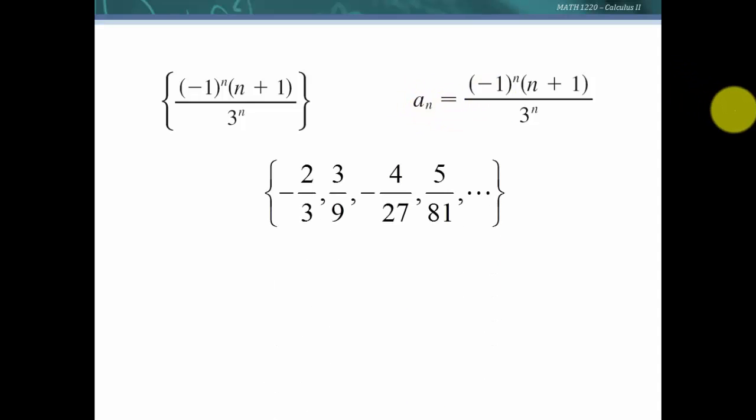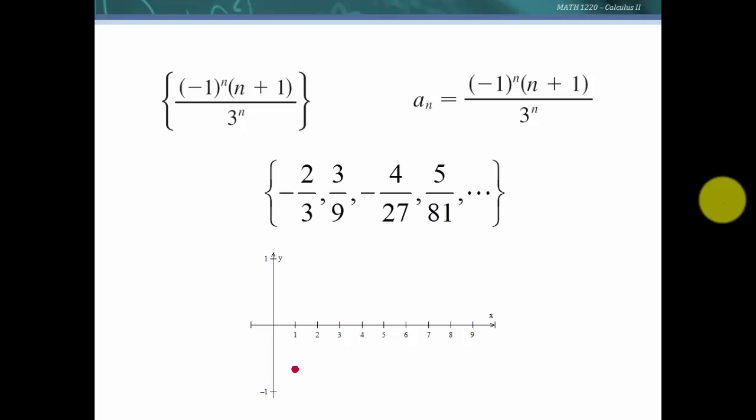And we could generate each of those terms by first putting in 1, then putting in 2, and getting the 3/9, so it will reduce, but we'll leave it like that so we can kind of see what we do. Then putting in 3, we would have a negative 1, 3 plus 1 is 4, over 3 to the third, which is 27, and we start to see a pattern that alternates signs. The numerator increases by 1, the denominator increases by power of 3, and so we could see the pattern and continue writing terms in this sequence.